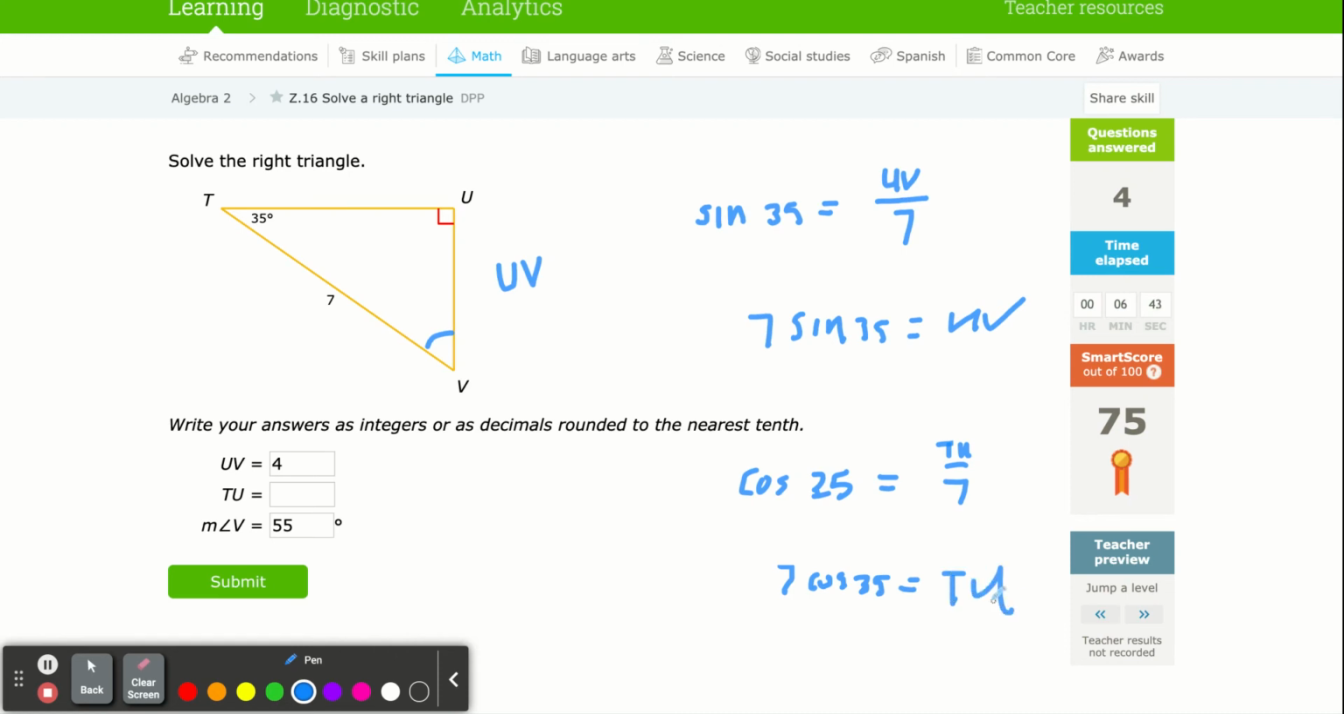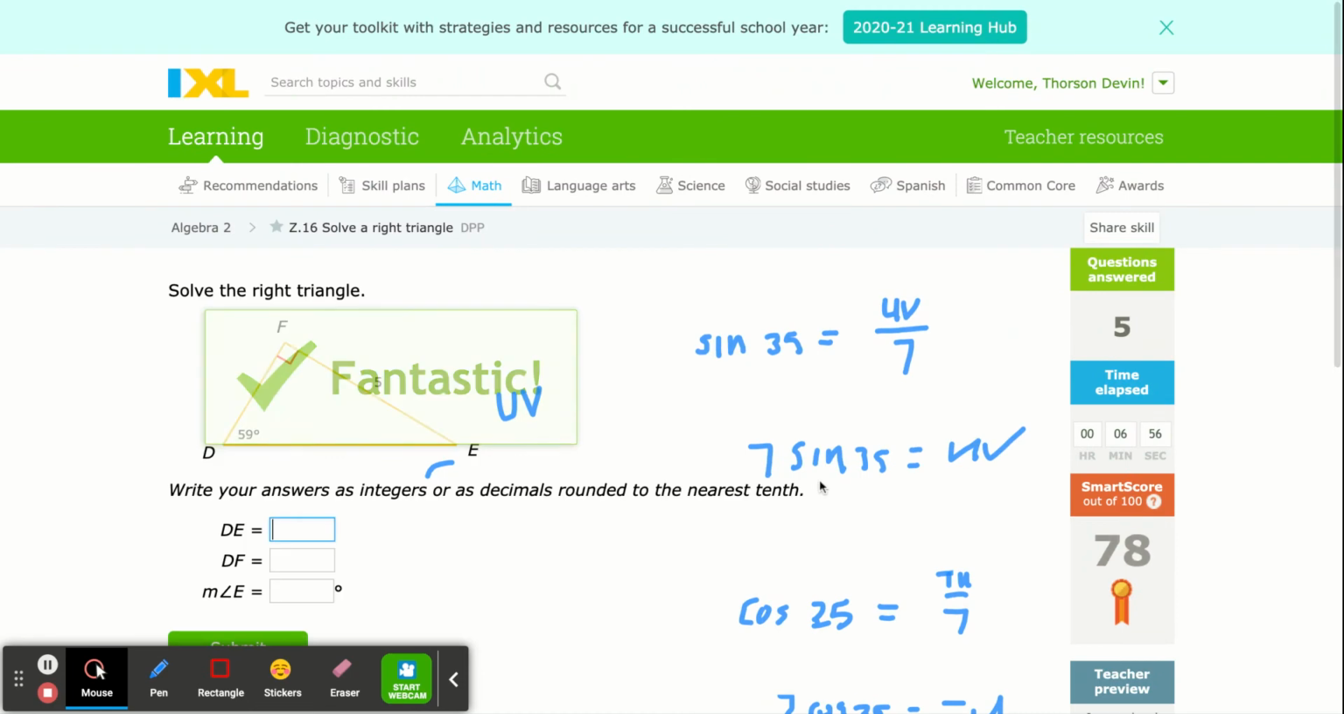So on my calculator, 7 times the cosine of 35 gives me 5.73. Since it says round to the nearest tenth, 5.73 rounds to 5.7. And I have my triangle solved.